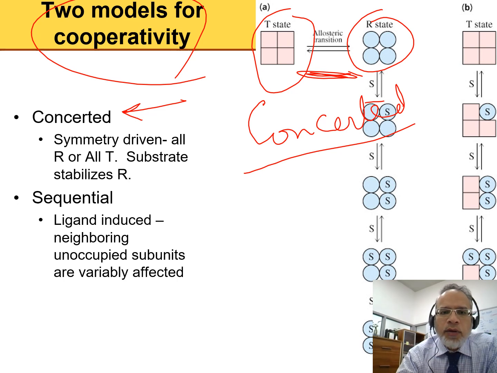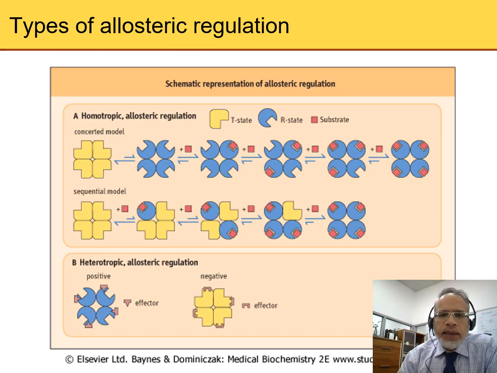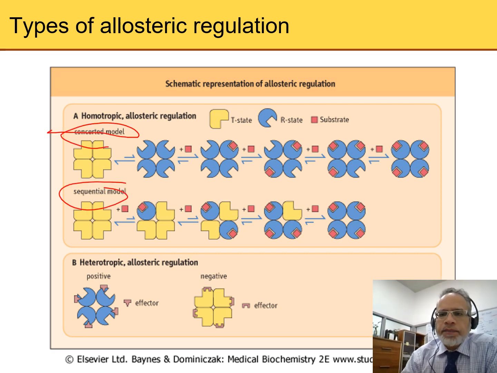The other model is called the sequential model. In the sequential model, the conformation changes in a sequence. So substrate binds to one subunit, one changes, then two changes, then three changes, and then four changes, right? And that is the biggest difference, and also the way the sequential model explains cooperativity better, and the induced fit model is here. Okay, again, showing you the homotropic versus heterotropic regulation, and then the concerted and the sequential models here. Okay.